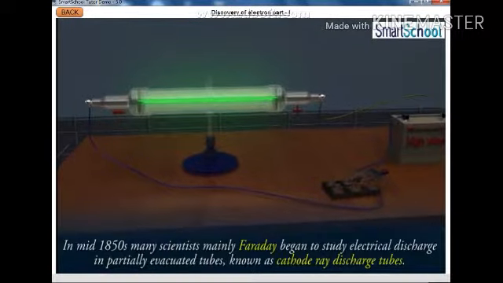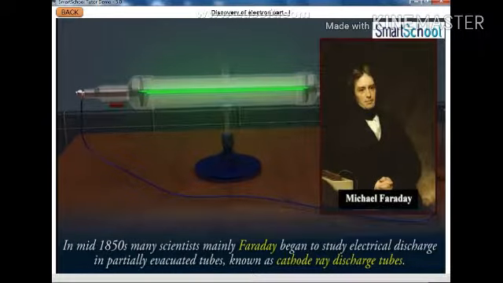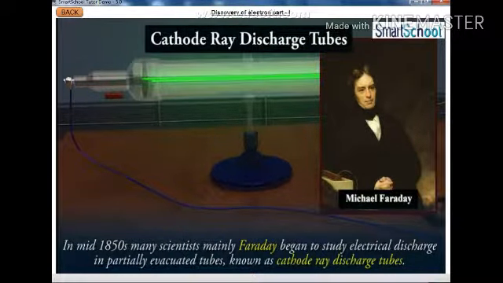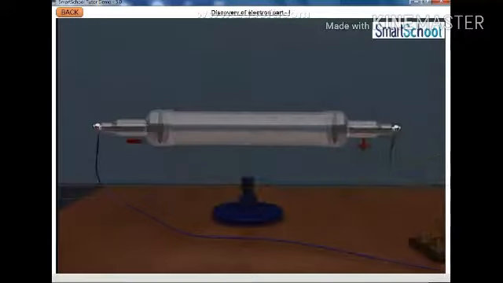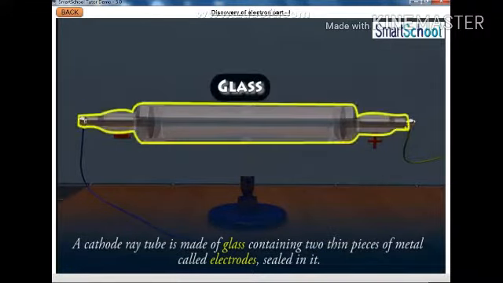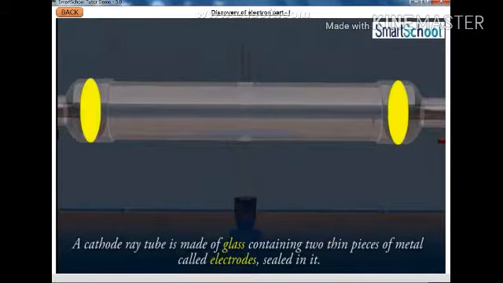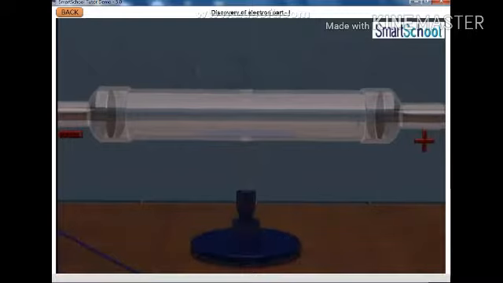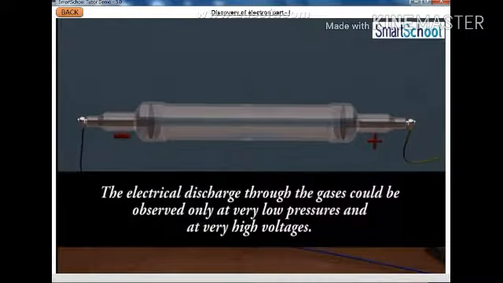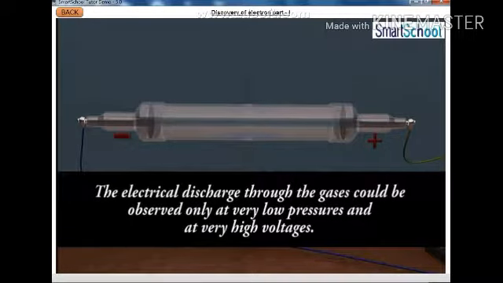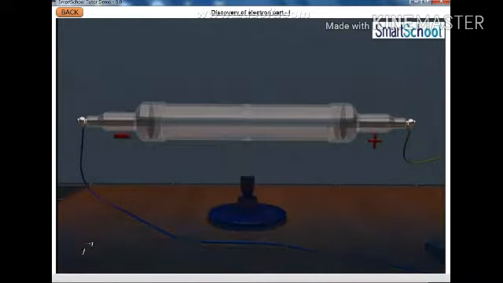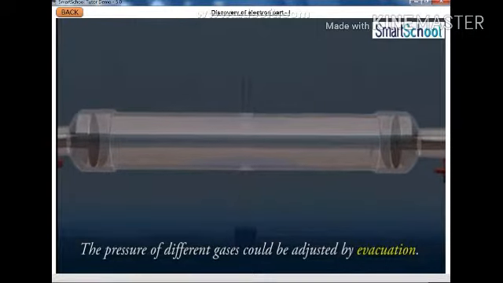In mid-1850s, many scientists, mainly Faraday, began to study electrical discharge in partially evacuated tubes known as cathode ray discharge tubes. A cathode ray tube is made of glass containing two thin pieces of metal called electrodes sealed in it. The electrical discharge through the gases could be observed only at very low pressures and at very high voltages. The pressure of different gases could be adjusted by evacuation.